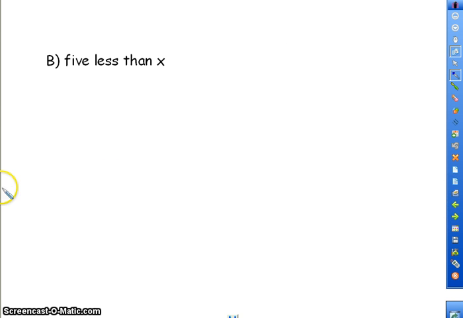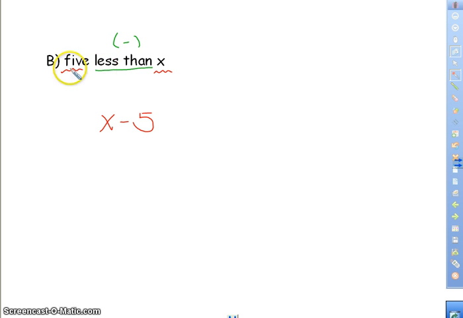Okay, let's look at the next one. 5 less than x. So my operation here would be less than, which is subtraction. And what am I subtracting? I'm subtracting 5 from x. So my expression would be x minus 5. And once again, that only works for less than and more than, that you're going to change the order, because I'm taking 5 from x.